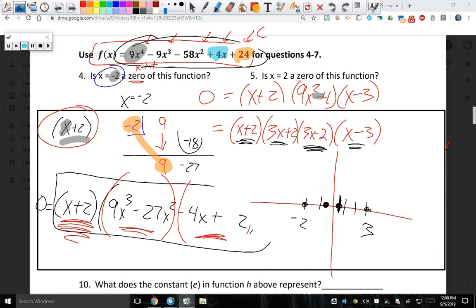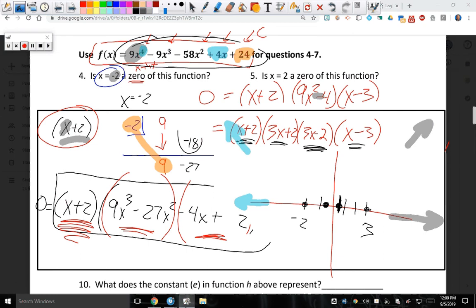What number am I looking at right there? I'm looking at the 9 first. And the 9 is what? Positive. So that means as I go off to infinity, I'm going to go up. You with me? Step 2. Look at the 4. That means as I go off to negative infinity, where am I going to go? Up, because it's an even number.